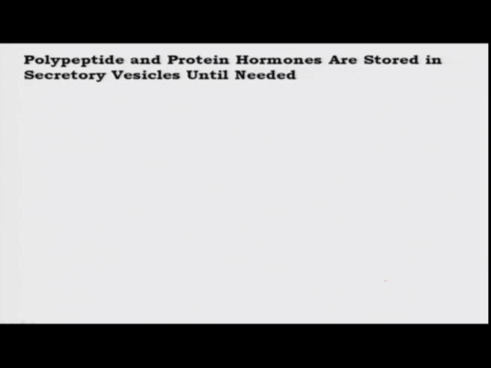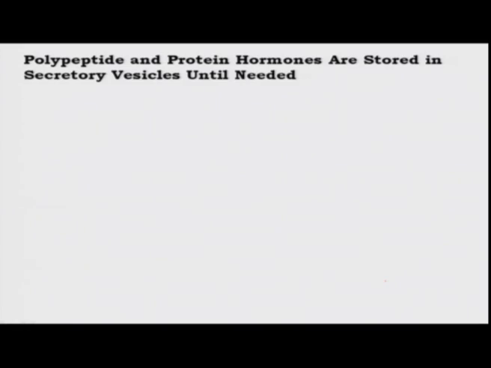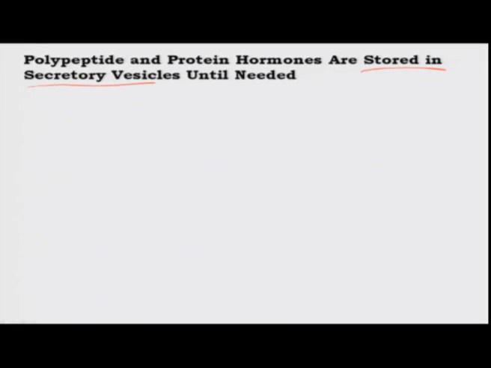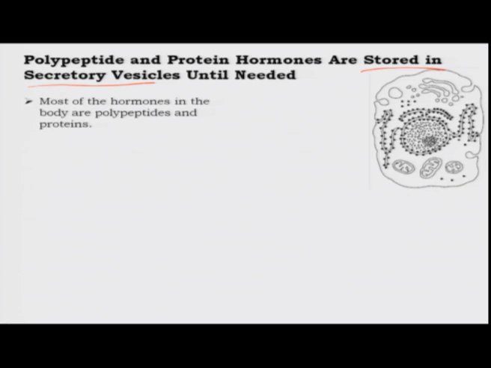Now that you know that there are different types of hormones, let us learn about how these hormones are produced and how they are secreted from the endocrine glands. So, the polypeptide and protein hormones we will talk about first. These are produced in the endocrine glands and stored inside the cells in secretory vesicles ready to be released when needed, right. So, how does this process actually take place?